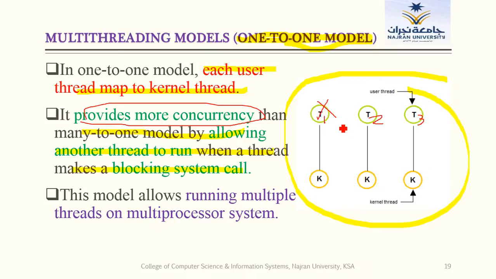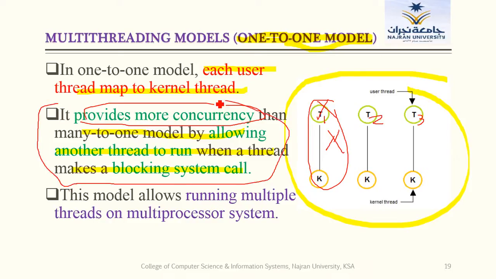Maybe T1 is blocked, this kernel is blocked, but it will not affect the other threads, thread 2 and thread 3. If thread 2 is blocked, it will not affect T1 and T3. If thread 3 is blocked, it will not affect thread 1 and thread 2. So this is one benefit compared with the many-to-one model, where, as we have seen, if one thread is blocked, the whole process will block.